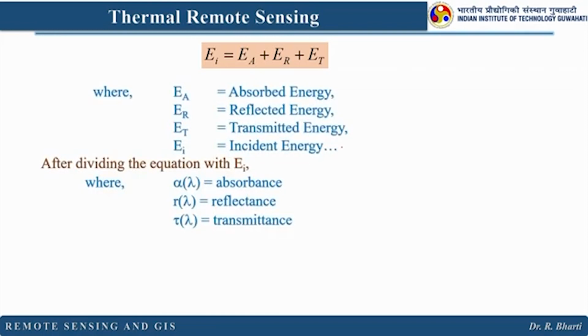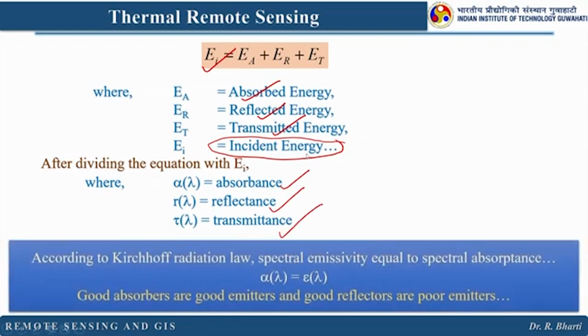Now let us see this incident energy, which is EI, equal to absorbed energy plus reflected energy plus transmitted energy, right? And when you divide by this incident energy, what will happen? This will be absorptance, reflectance and transmittance, right? According to Kirchhoff's radiation law, spectral emissivity equals spectral absorptance. So here this is clearly written: good absorbers are good emitters and good reflectors are poor emitters.